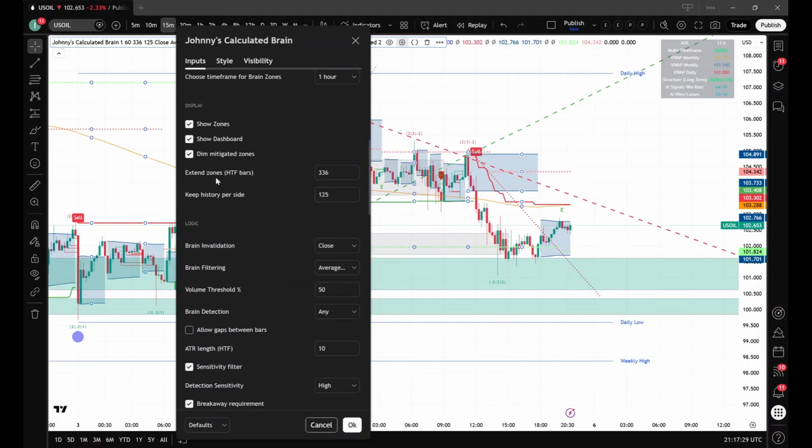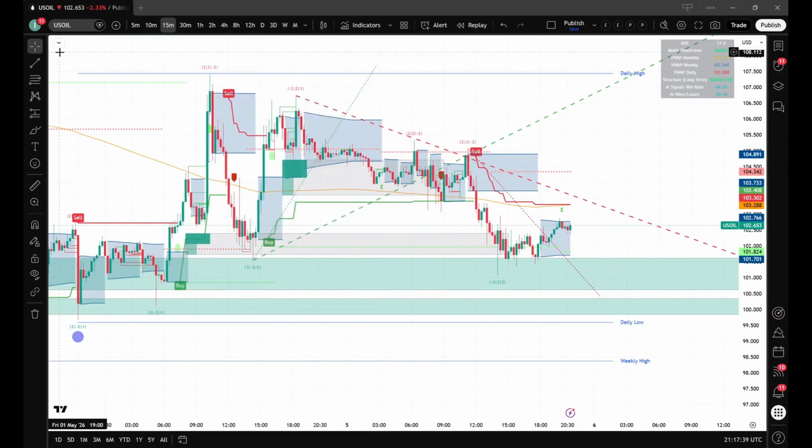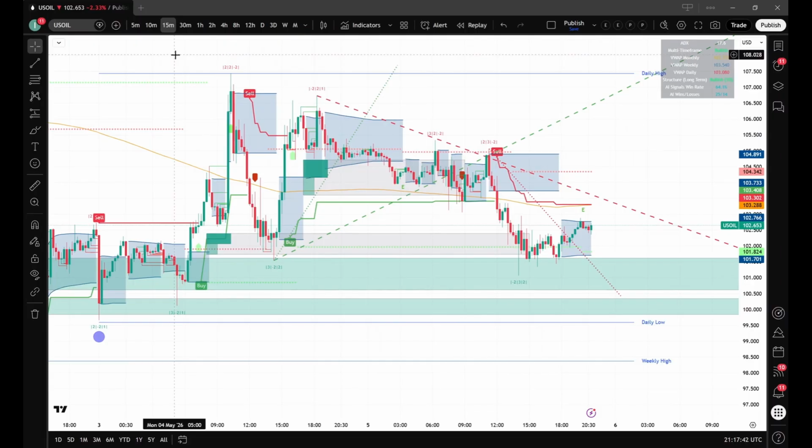But the one other thing I've changed is the extend zones higher time frame bars. I've set this from 80 to 336, and the primary reason I've done that is because brain zones or fair value gaps on an hourly time frame, or which have been created off an hourly time frame, statistically 90% of them are already either retested or mitigated by the time you reach that many hours and bars. And for the ones that aren't, the 10 to 15%, they might never be mitigated or never be revisited again.